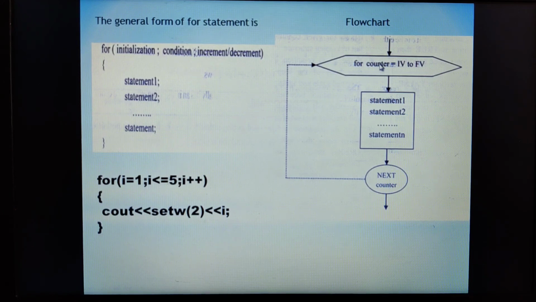So on satisfying this condition, the set of statements will be executed, and then when it repeats, when the I value gets incremented, again the condition is checked, and if it is true, the set of statements will repeat. This repetition keeps on continuing until the condition becomes false. Once the condition becomes false, the control automatically jumps to the next statement. I hope you are able to understand.